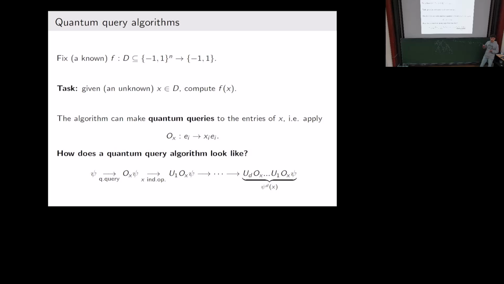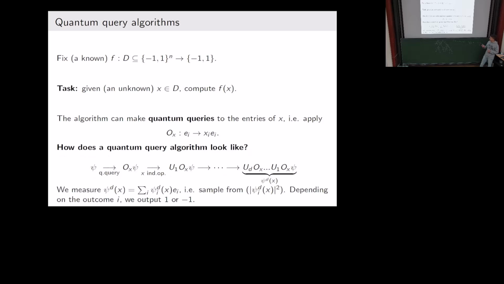And now we want to get some output plus or minus 1 out of this. So what we can do, as I said, is measure the state, which means that we are going to sample from this distribution, and depending on the outcome i, we're going to output 1 or minus 1. And what we want is that this outcome corresponds to f(x) with high probability. So this is what a quantum algorithm looks like.